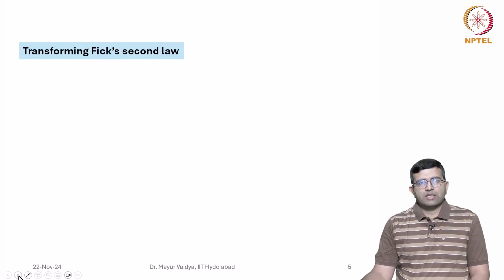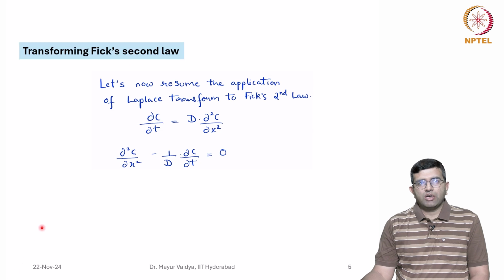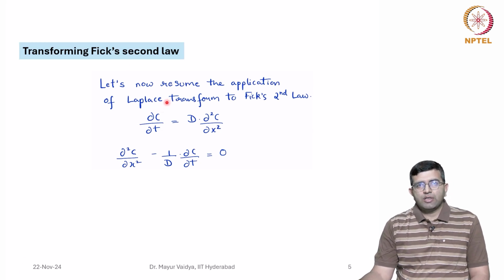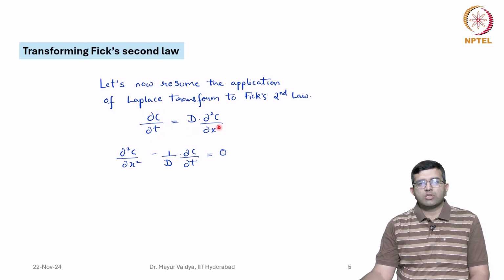Now, let us come to transforming Fick's second law. So, let us resume that. You see that you have this equation: dou c by dou t is equal to D times dou square c by dou x square, and as I told, this is a partial differential equation.